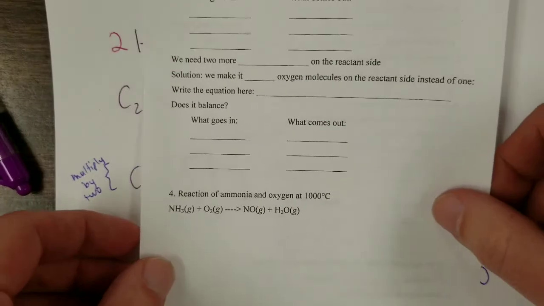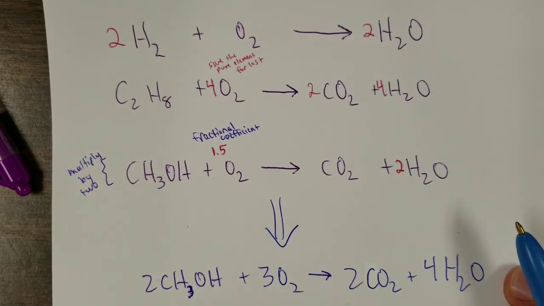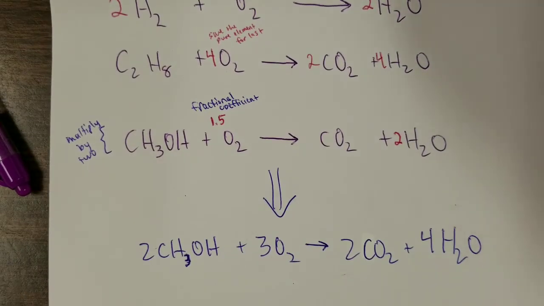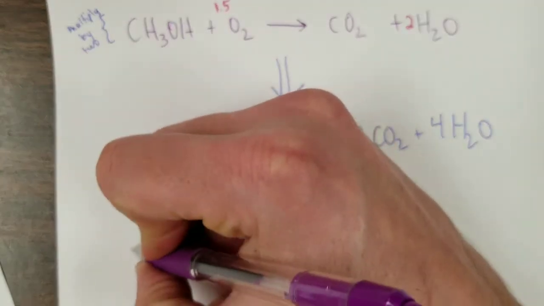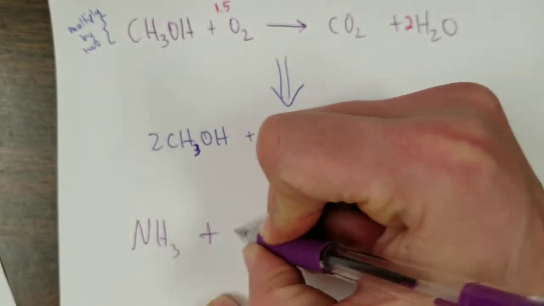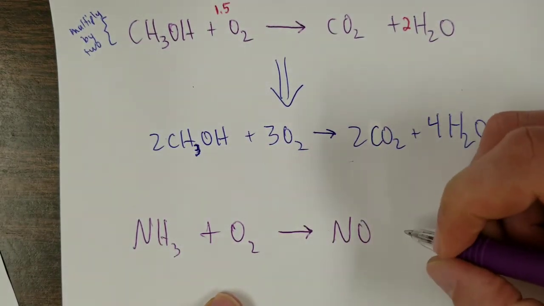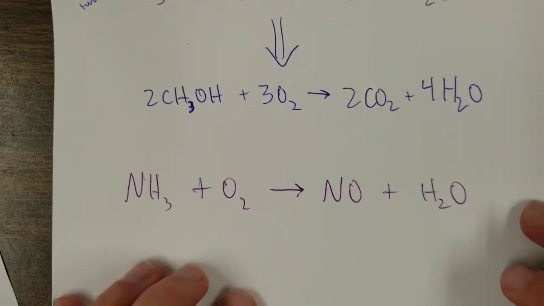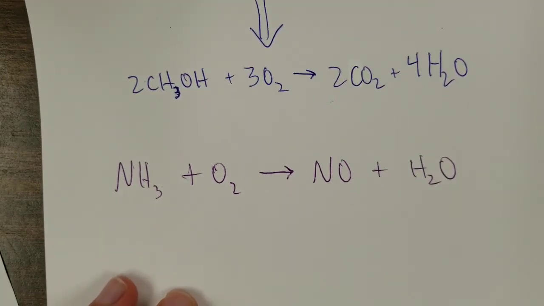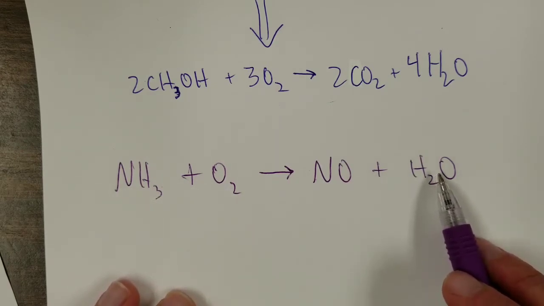I can do a reminder of this one from the notes. Let's see. Reaction of ammonia and oxygen at 1,000 degrees Celsius. So let's see. Ammonia plus oxygen to make nitrogen monoxide and water. Let's go through the same process again. You, the viewer, I suggest pause this video, work this out, and then press play again to see how this went.